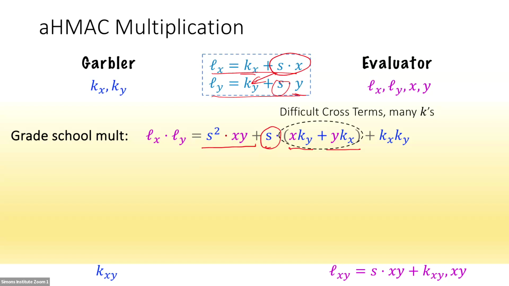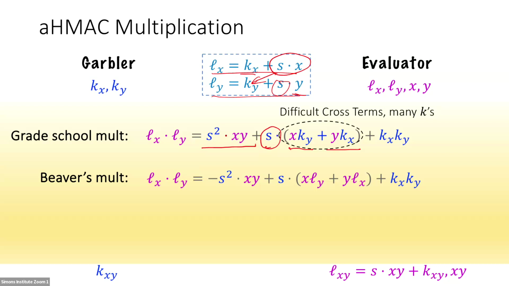And this is further problematic because there are a lot of keys. Even if I have a little bit of communication, there are really a lot of keys, and that's too much to communicate. So Beaver was smarter and came up with a different way of doing multiplication, which is to replace k with the L that Bob already knows. Once we do this, we see that s squared times xy appears 2 more times, and this flips into a minus.